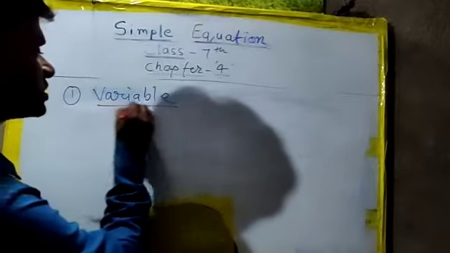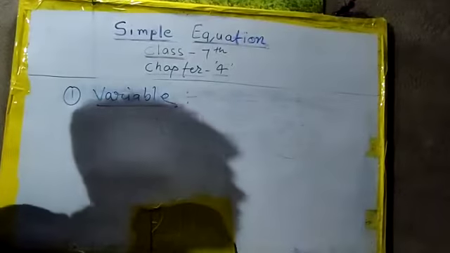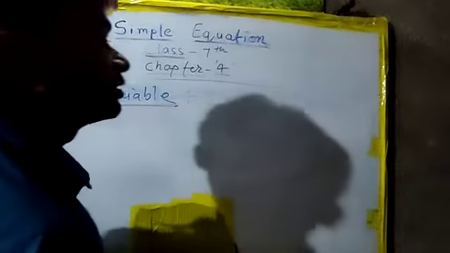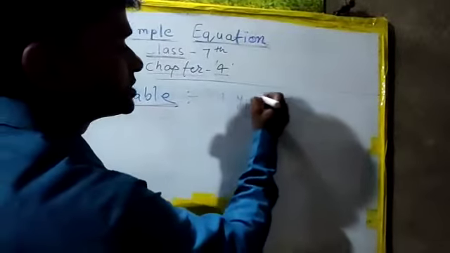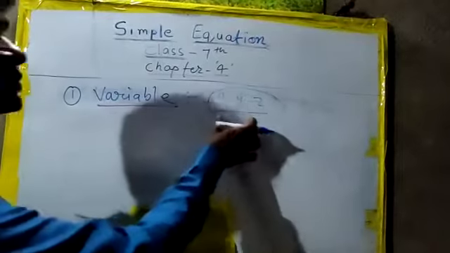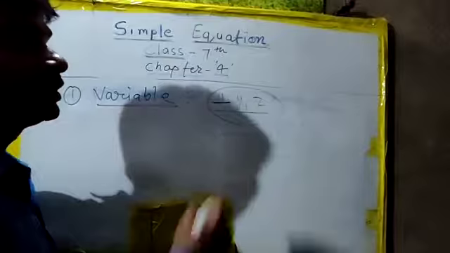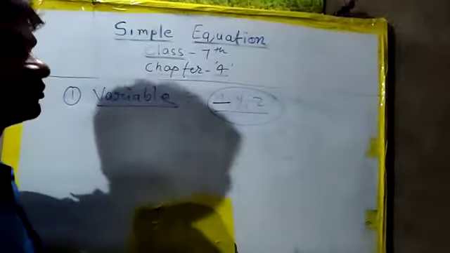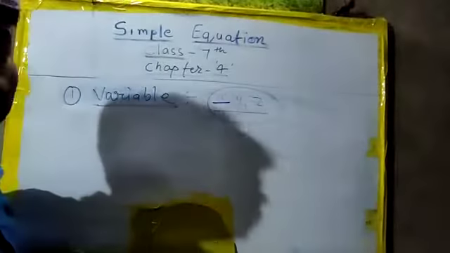Okay, so variable means that in equations, the value of anything which is not given is represented through different alphabets like x, y, z. Its value is not fixed. If the value of x is 1, then definitely the value of that equation will change. If the value of x is 2, definitely the value is going to change.